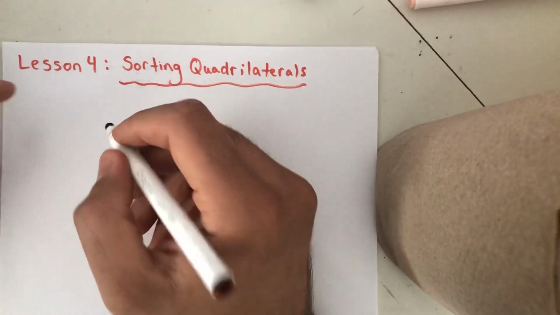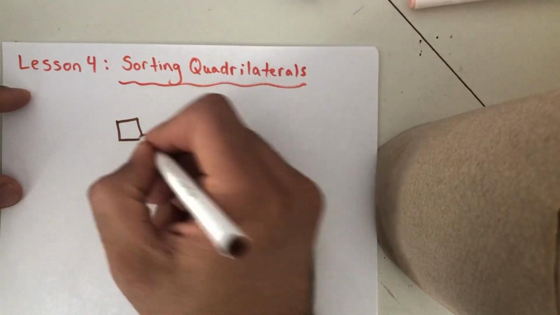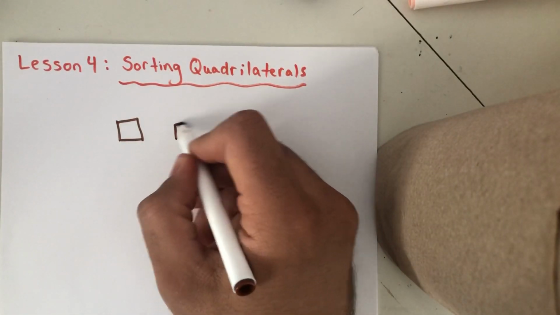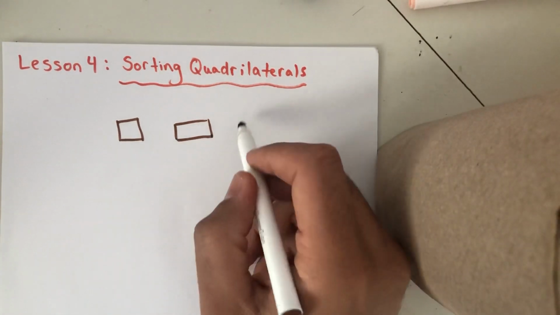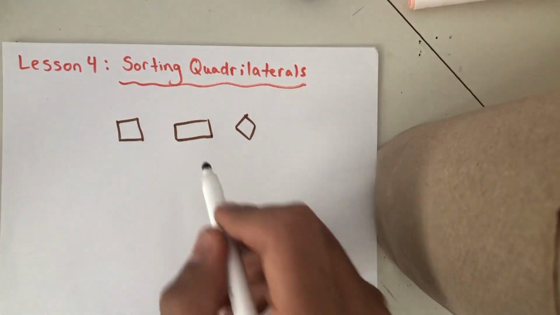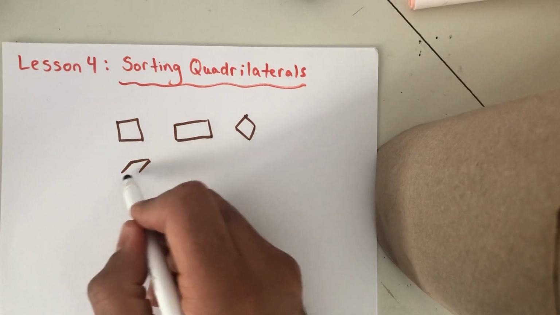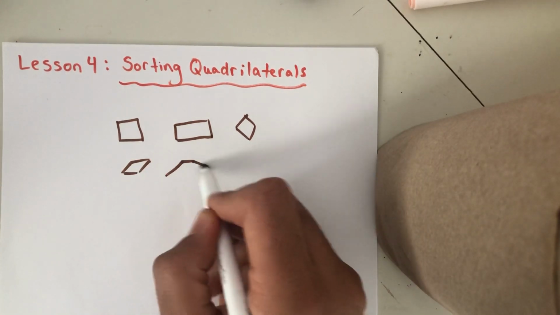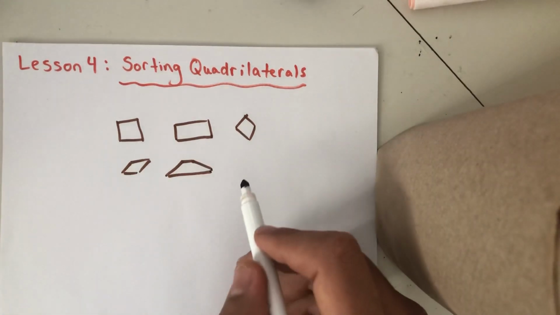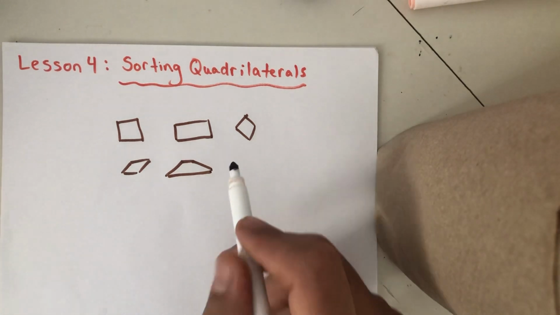So it could be a square. We know that squares have four sides. It could be a rectangle. It could be a rhombus. It could be a parallelogram. It could be a trapezoid. And it could be an irregular polygon.